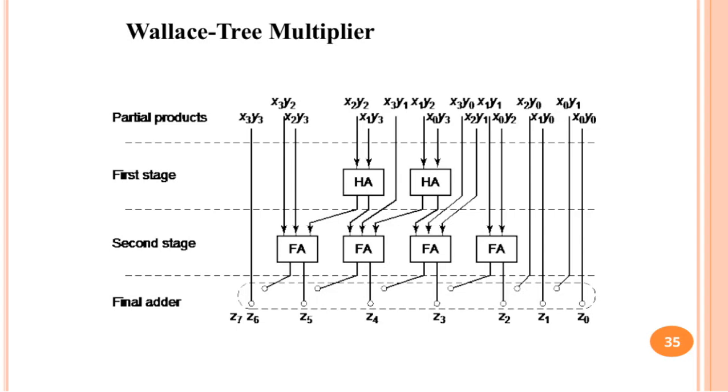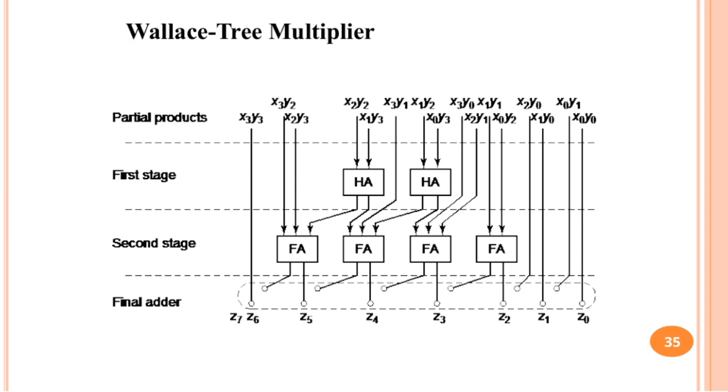Here, we're focusing on the Wallace tree multiplier. This is a hardware implementation technique used to multiply two numbers efficiently. The key idea behind the Wallace tree is to reduce the number of partial product rows quickly by using a tree of carry-save adders, which significantly speeds up the multiplication process compared to traditional methods.